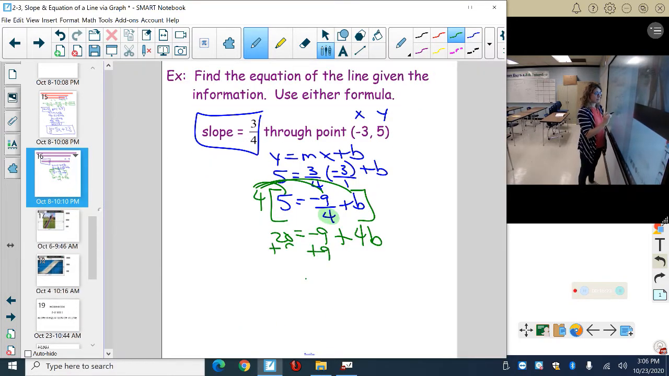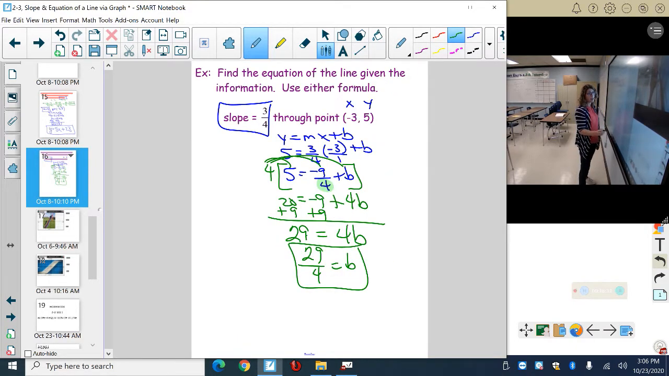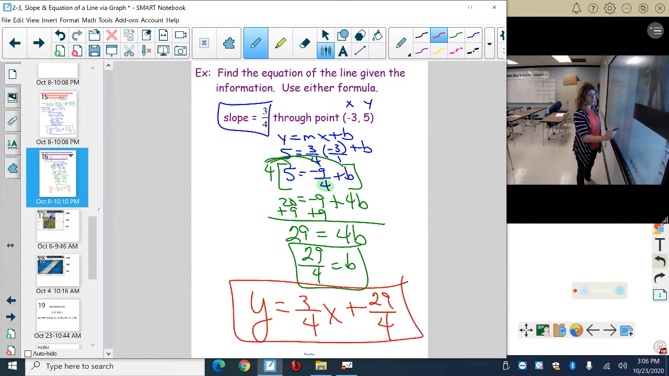Add 9. 29 is equal to 4b. Divide by 4. And that is your b value, which implies our equation will be y is equal to 3/4 x plus 29 over 4. Okay?